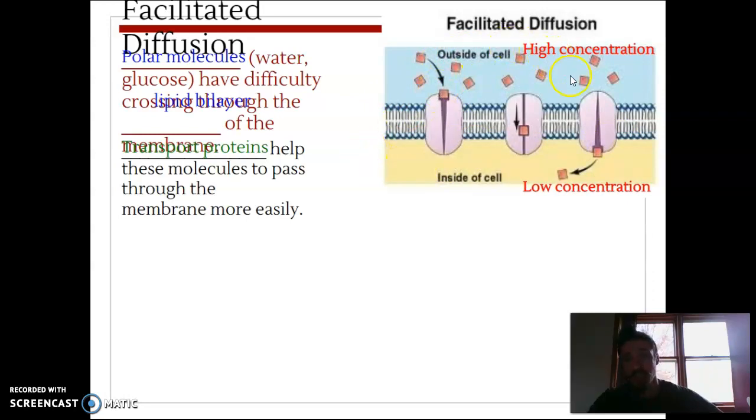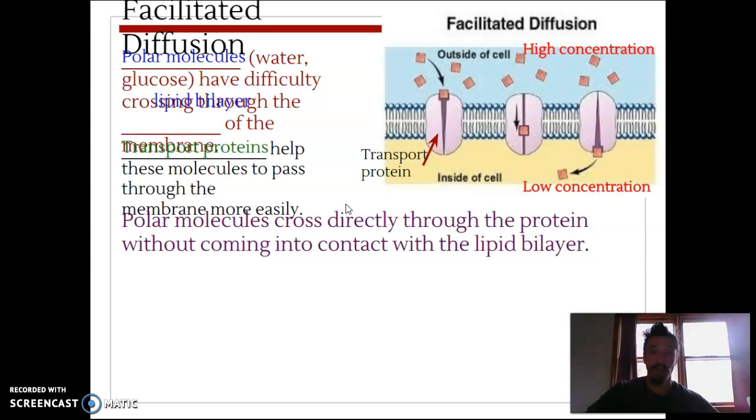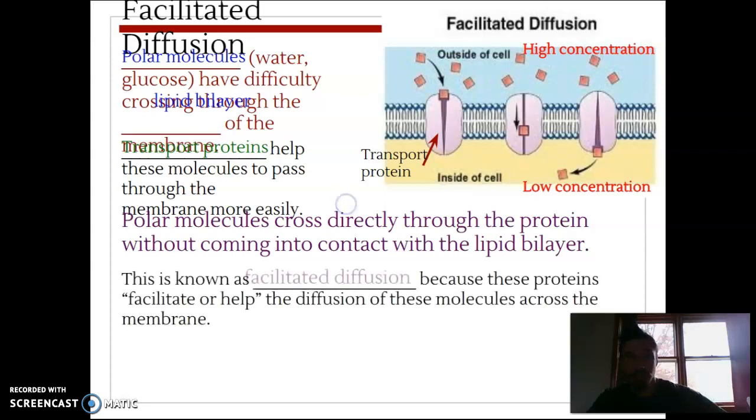So we have a high concentration outside, a low concentration of our molecules inside. We have our transport protein. So these polar molecules will pass directly through these proteins without having to come in contact with these lipids at all. And this is known ultimately as facilitated diffusion, which is a type of passive transport, right? Remember, passive transport is this broad term, and you have things like diffusion and osmosis, and now facilitated diffusion, all under that umbrella that is passive transport, aka requiring no energy.